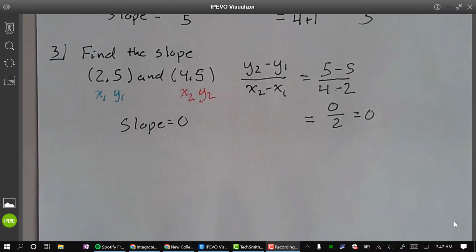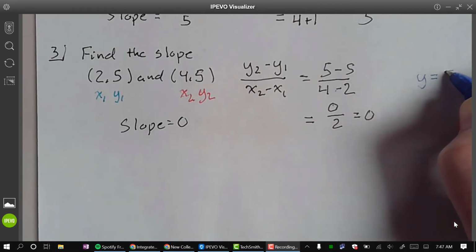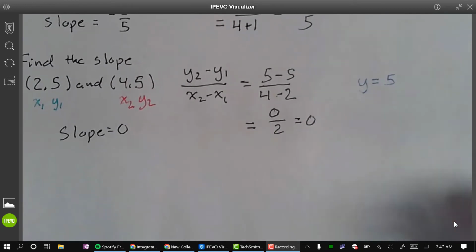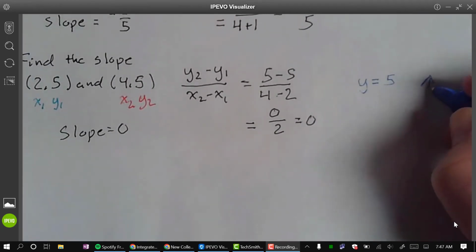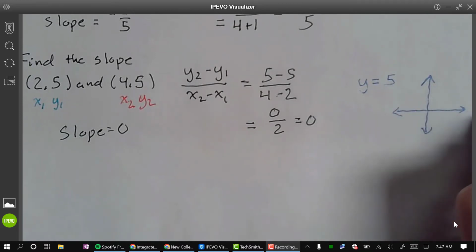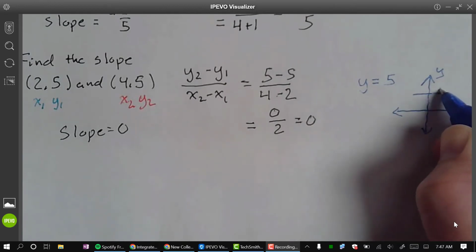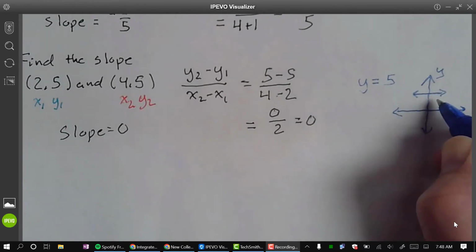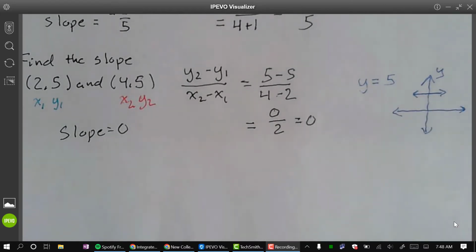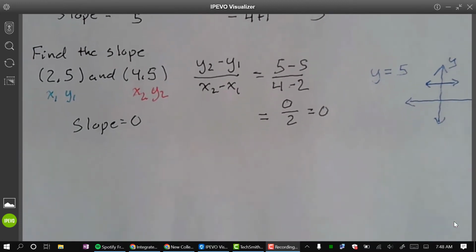And this looks like something we've worked with before. This problem is just y equals 5. And the graph for this problem, this is going to be a very rough graph. If this is my x-axis and this is my y-axis, then it's just going to be a flat line across y equals 5, also known as a horizontal line. So problems like this end up giving you a horizontal line. They have a slope of 0 because they do not rise at all.